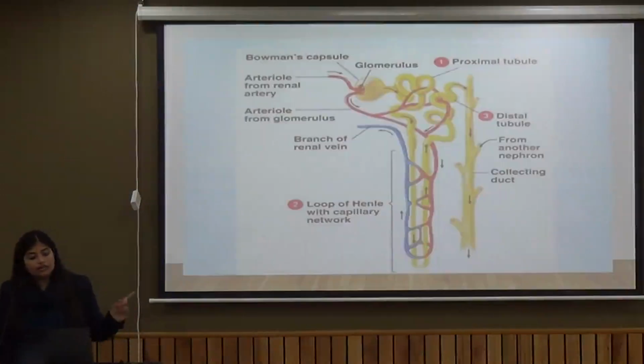Now see how a nephron looks. Each nephron, just have a look over there, has a Bowman's capsule. Then it has a mass of capillaries called the glomerulus. Then it goes through the tubule, and finally it reaches the collecting duct.